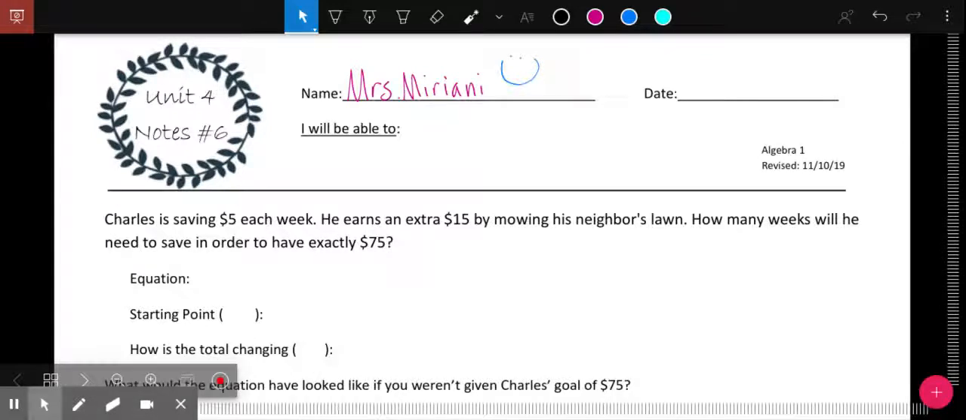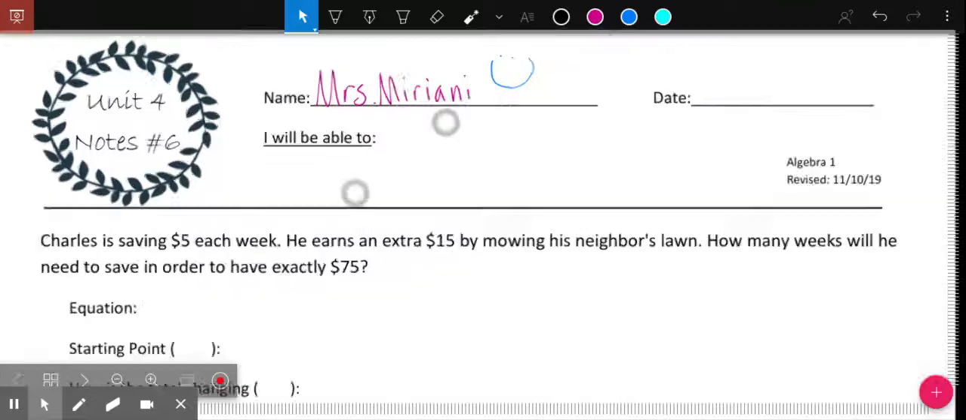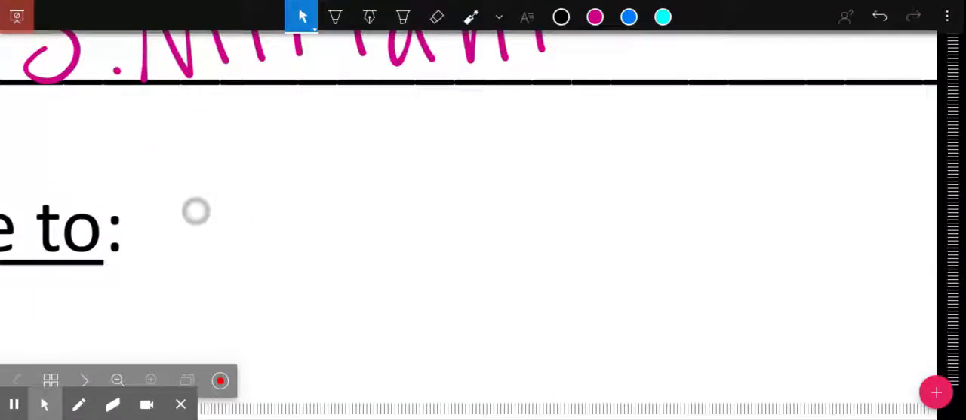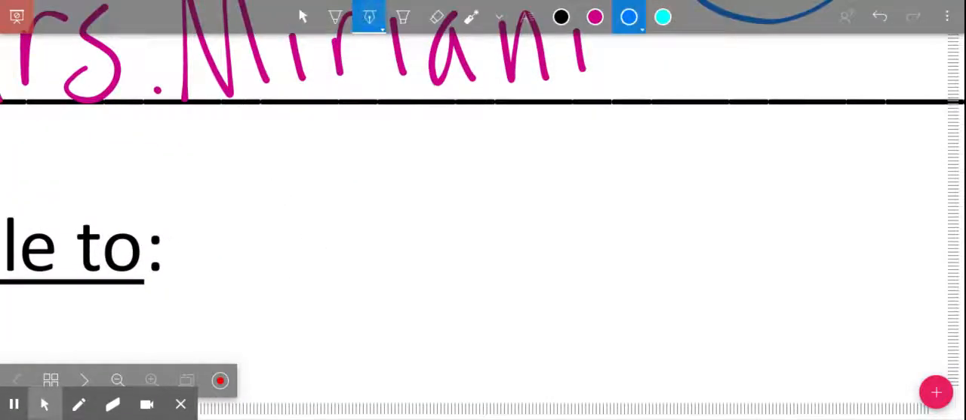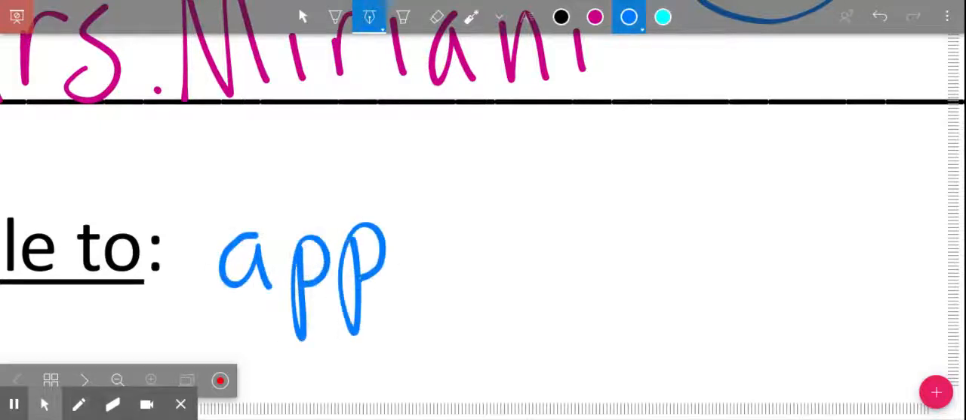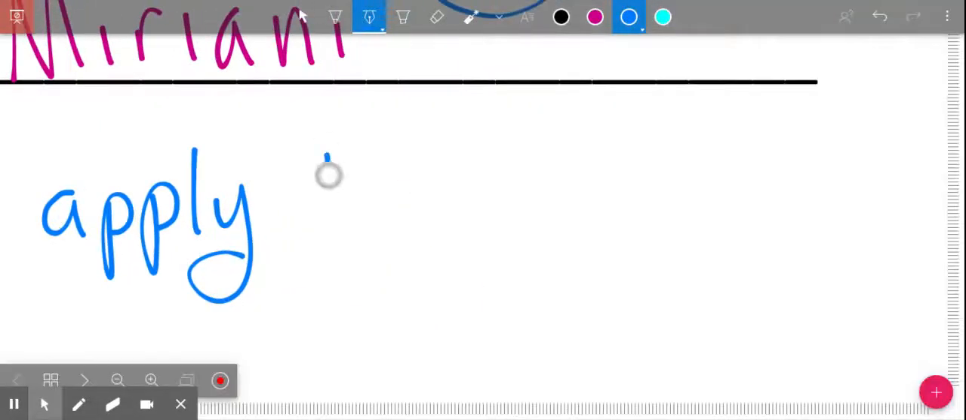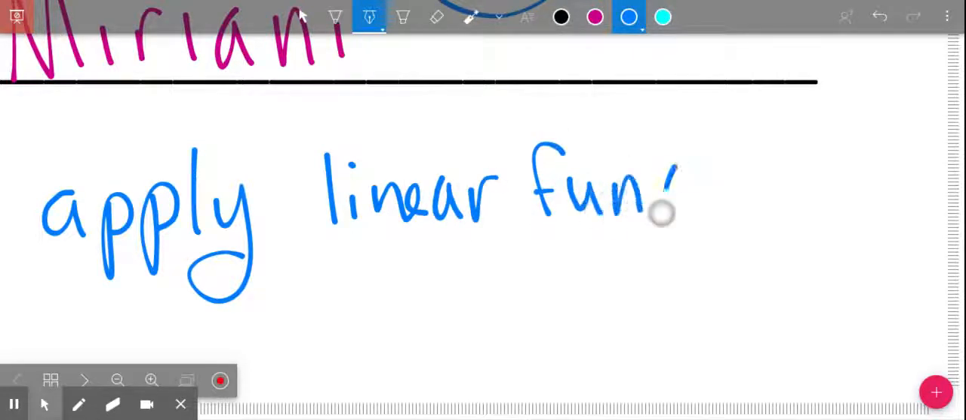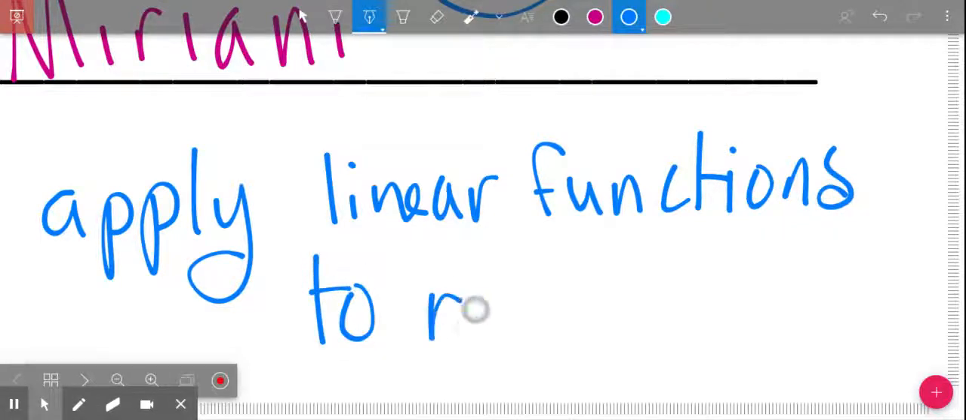All right, so today we're going to be looking at Unit 4, Notes number 6. And our goal today is, I will be able to apply linear functions to real world scenarios.